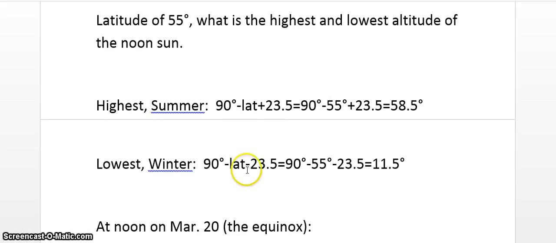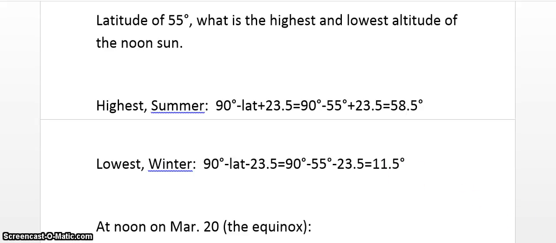So on noon of the winter solstice, here's the equation. Of course, it would be 90 minus your latitude and then minus 23.5 degrees because, of course, in the winter, that hemisphere of the Earth is tilted away from the sun. And of course, that's December 21st for the northern hemisphere. And so if you happen to be at a latitude of 55 degrees north of the equator, the sun would only rise 11.5 degrees above the horizon.